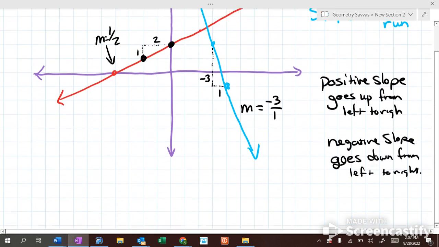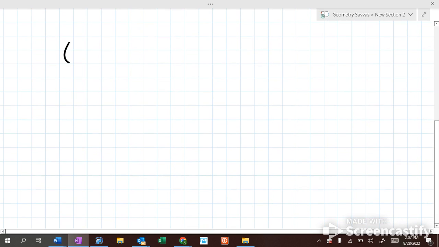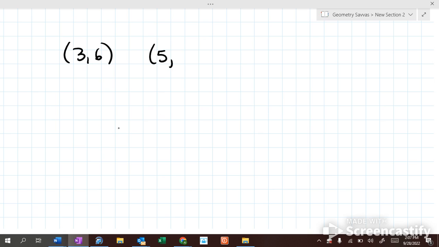Now, what if I didn't have a line graphed and I was just told that we had points 3, 6, and 5, 9, and I was told to find the slope? Do you have to graph it to find the slope? No. There's this thing called the slope formula that allows us to find slope.